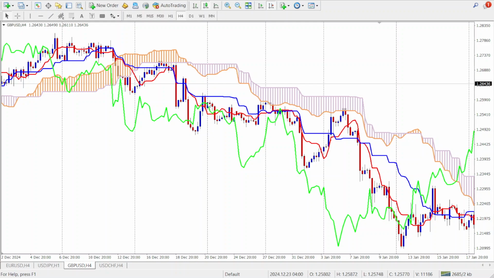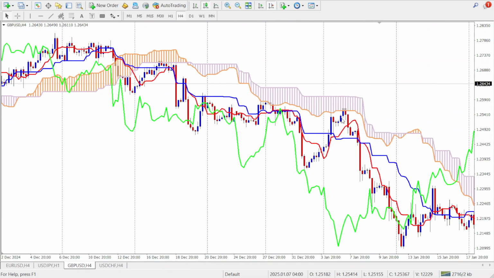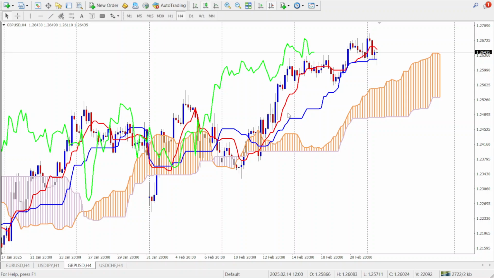All right, the cloud acts as the dynamic support and resistance zone. So if the price is above the cloud and starts pulling back toward the cloud, look for it to bounce off the cloud for a potential buy signal.